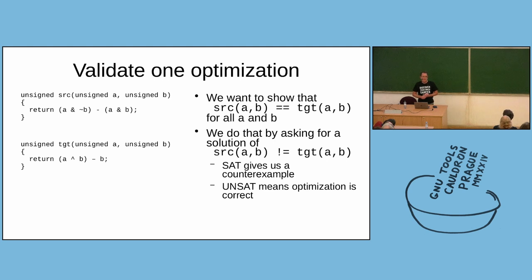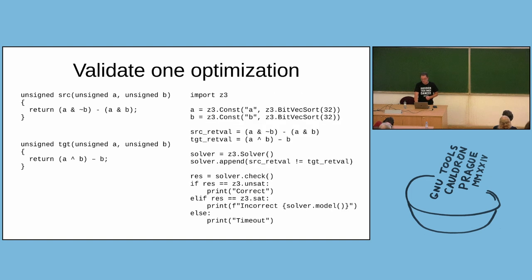This is not a good equation to solve for a solver, so we actually check, we want to find the solution where they are different, because if it finds something that is different, we have found a bug. So if you find a solution, we have found a counterexample that we can reproduce the bug with. If it says that it's unsat, then it means that the optimization is correct. So this is quite easy to do with an SMT solver.